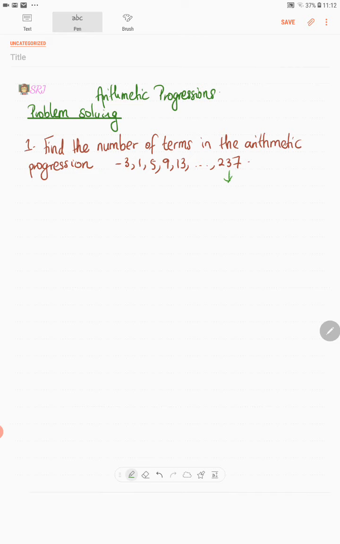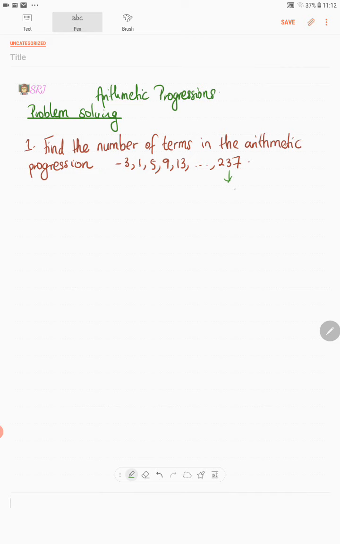Suppose this 237 is the 10th term. Then we can conclude that there are 10 terms in the sequence because this is the 10th term. So in all we will have 10 terms. If this represents the 25th term, then we know that there are 25 terms in the sequence. So let's now find which term is 237.